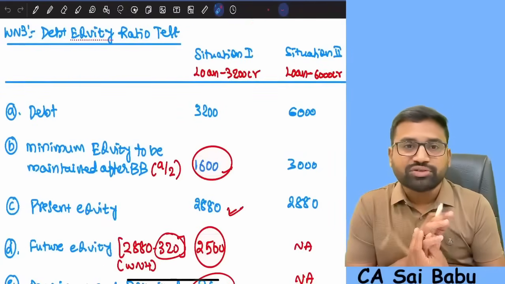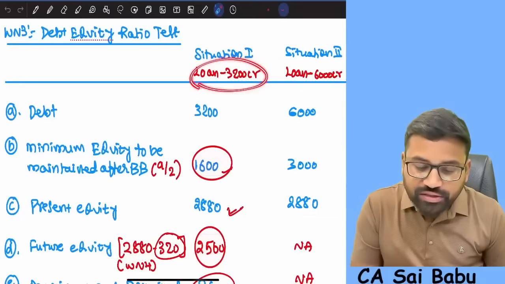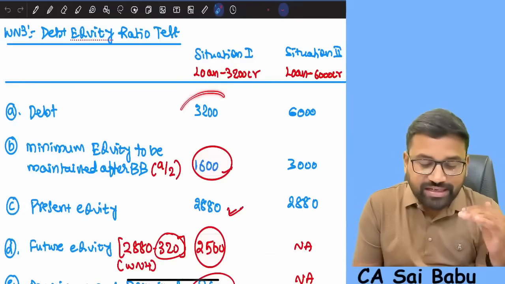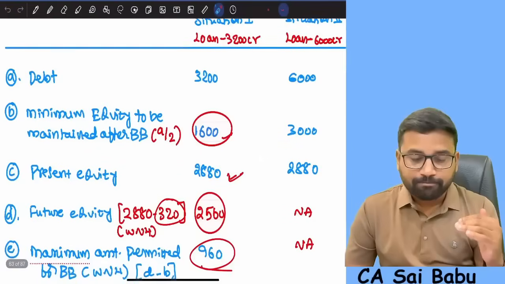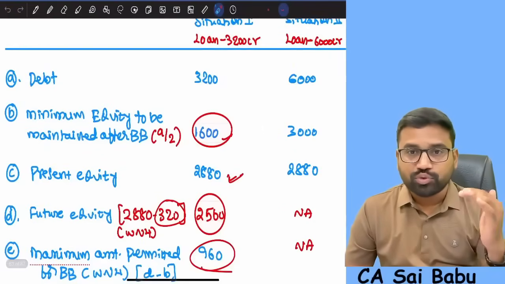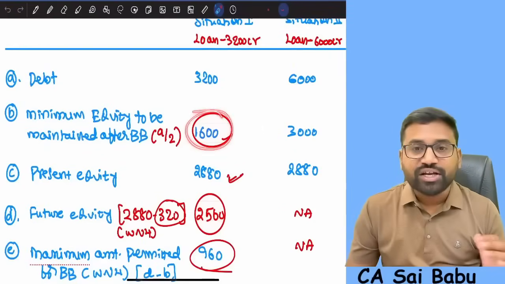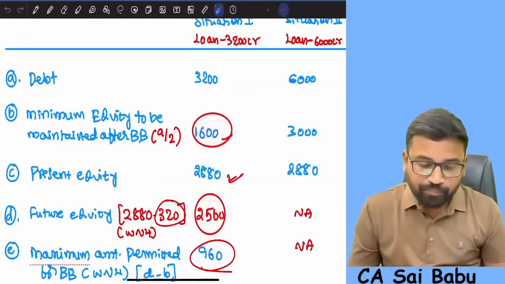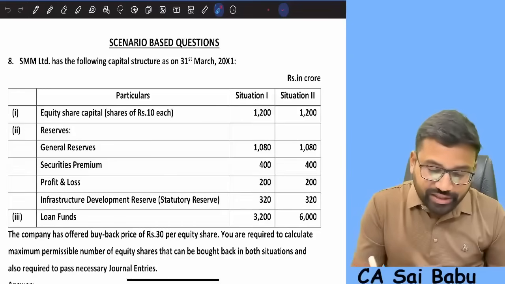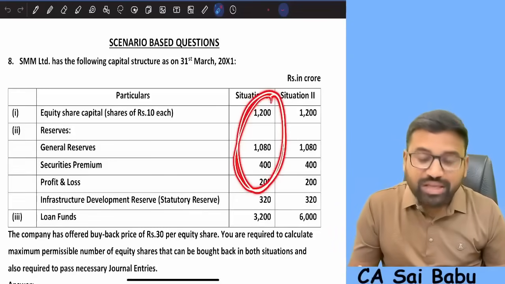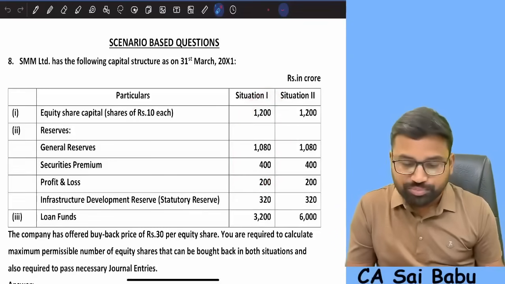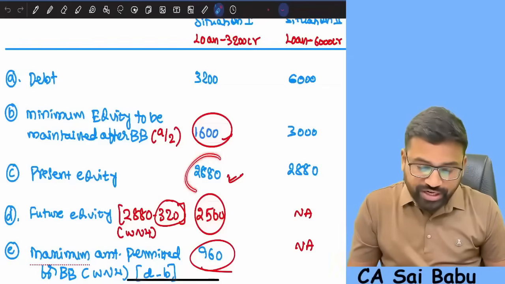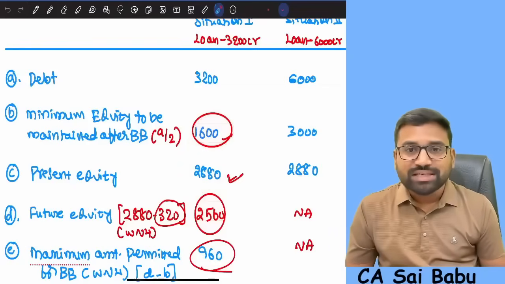Now come to the debt equity ratio test, sir. If your loan funds are 3,200, the debt is 3,200, sir. Loan is nothing but debt. The equity to be maintained is exactly half, 2:1. So that means 1,600 we need to maintain after buyback to make sure that the debt equity ratio, 2:1, is intact. What is the present equity? 2,880. Equity means paid up capital plus free reserves including securities premium. This is the present equity, that is 2,880.